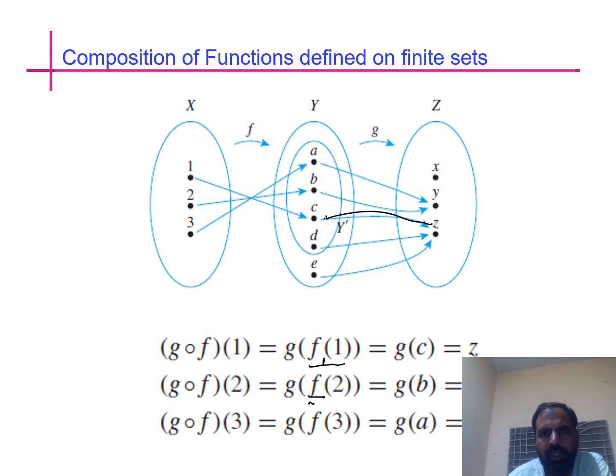Composition of functions defined on finite sets. If we discuss the sets, g circle f of 1 is equal to g of f of 1, which is equal to g of c, so it's z. g circle f of 2 is equal to g of f of 2, so g of b is equal to y.